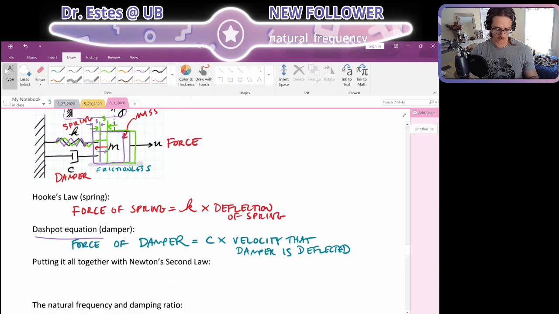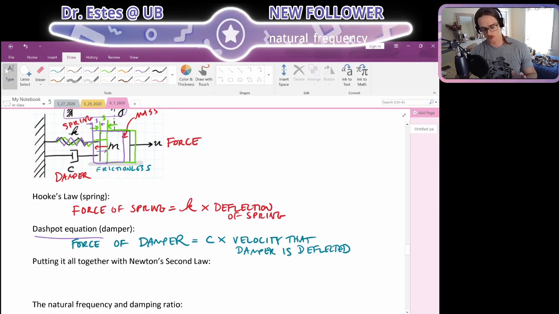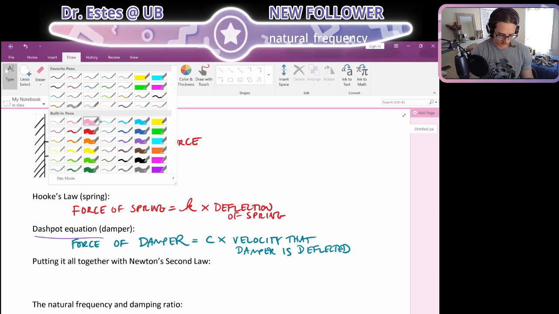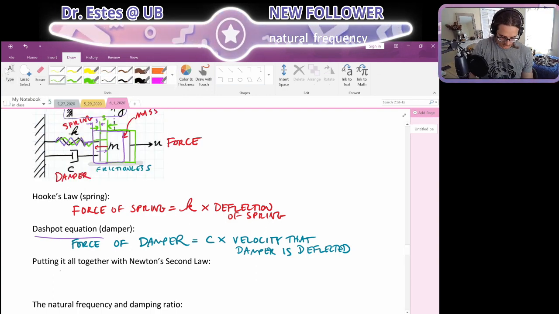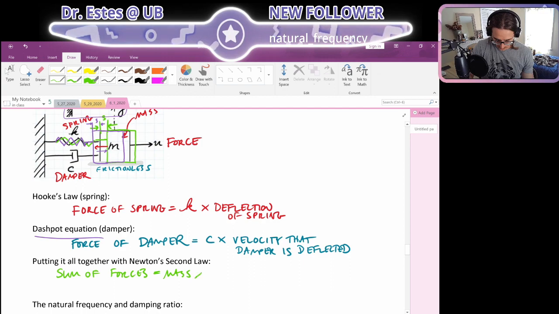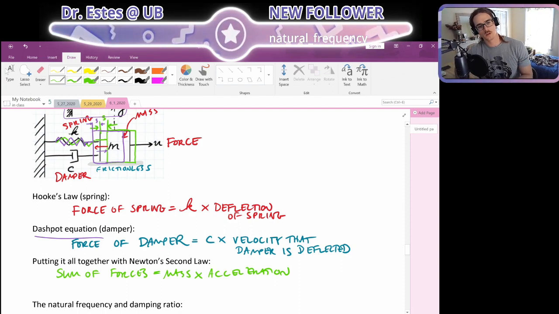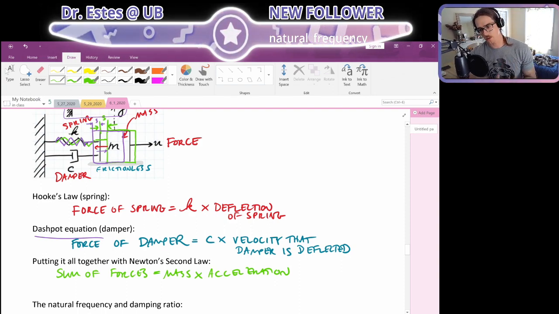Okay, we're going to put all of this together into Newton's second law. Remember what Newton's second law says. Sum of forces equals mass times acceleration of a body. So in this case, we're looking at the sum of forces on our block.